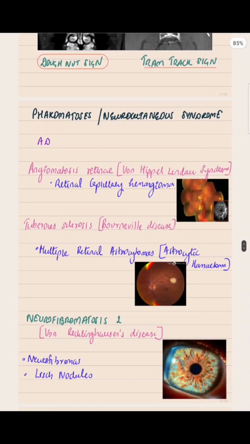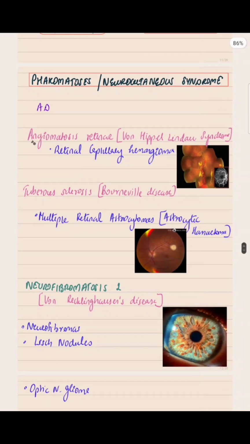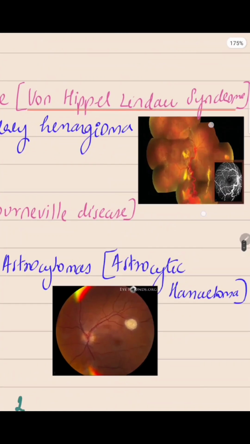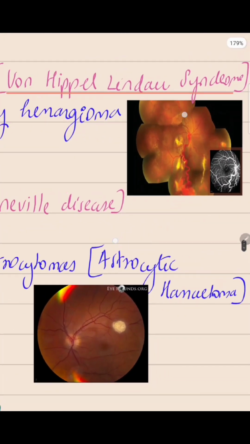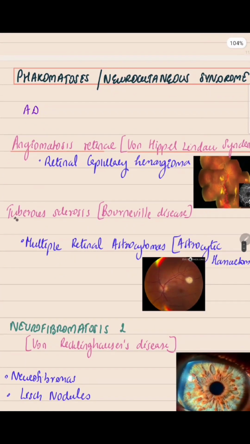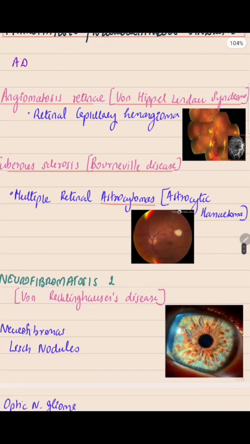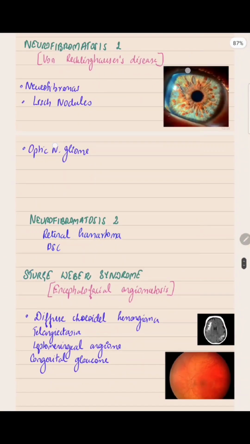Next is phacomatosis and neurocutaneous syndromes. These are usually autosomal dominant transmission, where neoplasms of the eye, skin and CNS can be seen. The first one is angiomatosis retinae, von Hippel-Lindau syndrome. Here the characteristic is retinal capillary hemangioma. It might look like this. The retinal capillary hemangiomas can be seen. In tuberous sclerosis or Bourneville disease, we can see multiple retinal astrocytomas. These are the astrocytomas. This is seen in tuberous sclerosis, Bourneville disease.